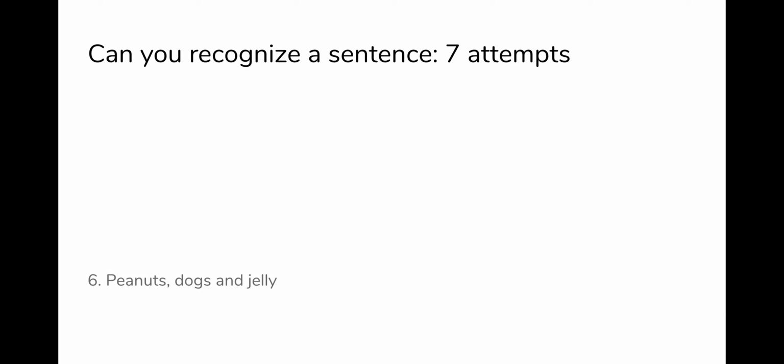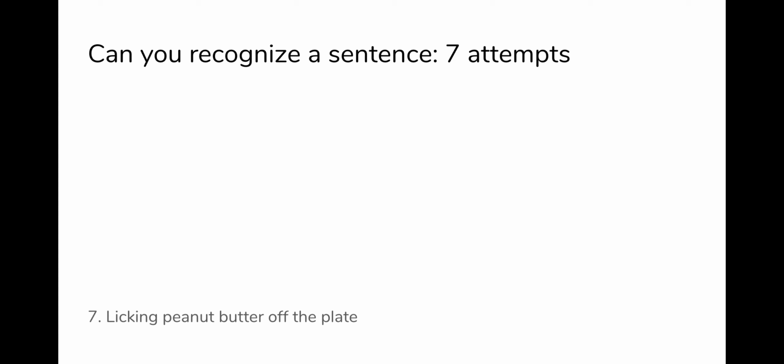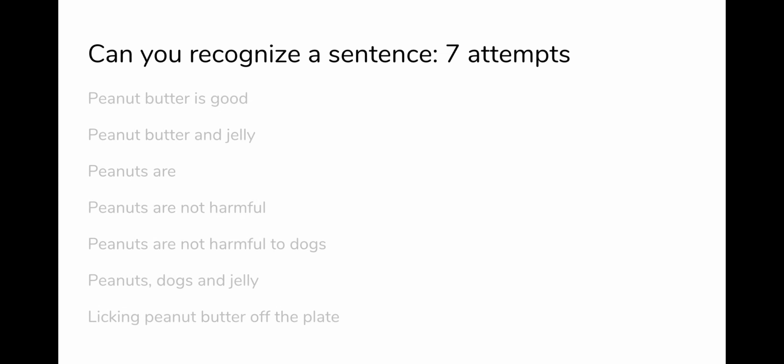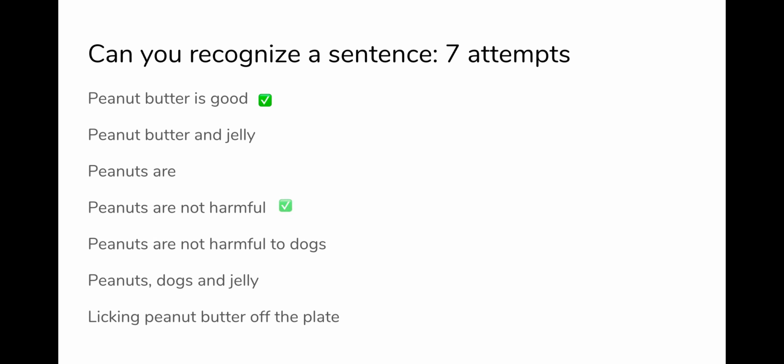Number 6, peanuts, dogs, and jelly. No verb, not a sentence. No predicate. And lastly, number 7, licking peanut butter off the plate. No subject, so it's not a sentence. So here we go. These are your sentences as a recap. They each have a subject and a predicate, and they're good to go.